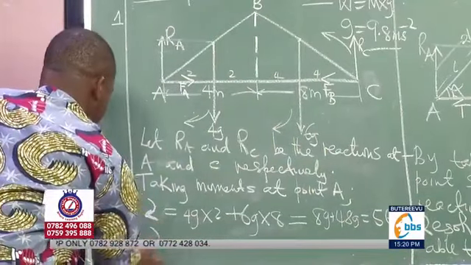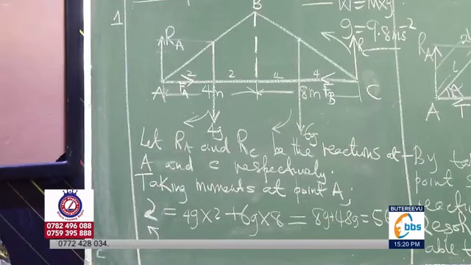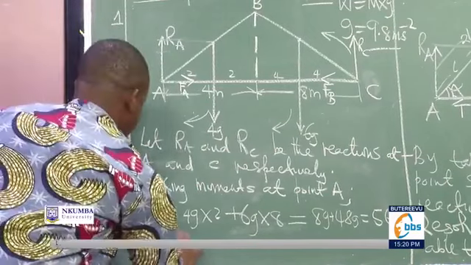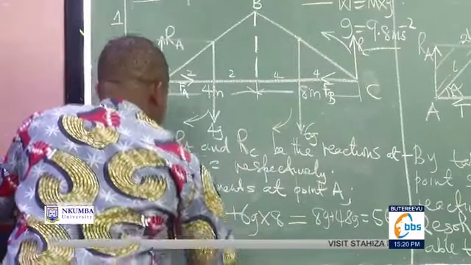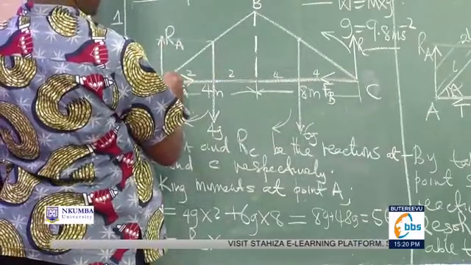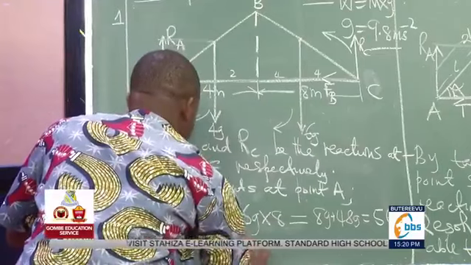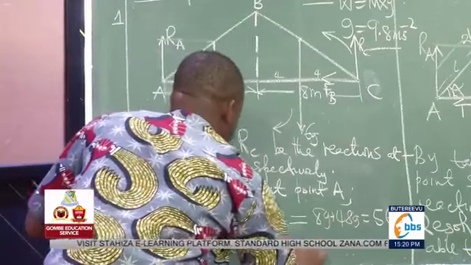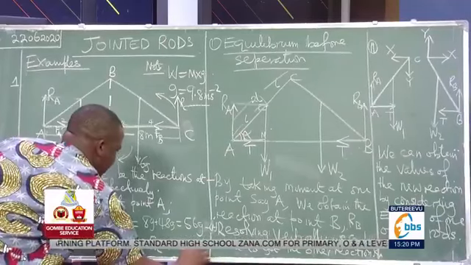Resolving in the anti-clockwise direction, I'm using arrows, I will have only RC. And RC has a total perpendicular distance of the whole of this distance. That is 8 plus 4, which will give us 12 RC. This can be equation 2.